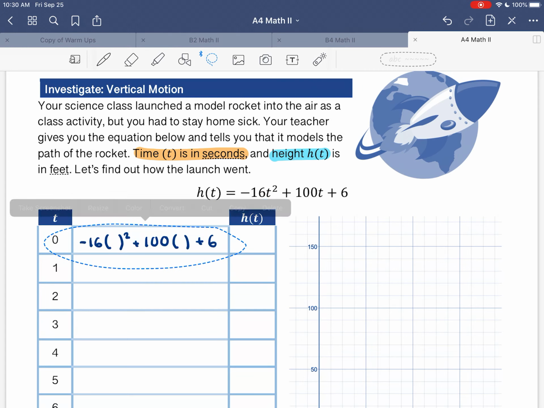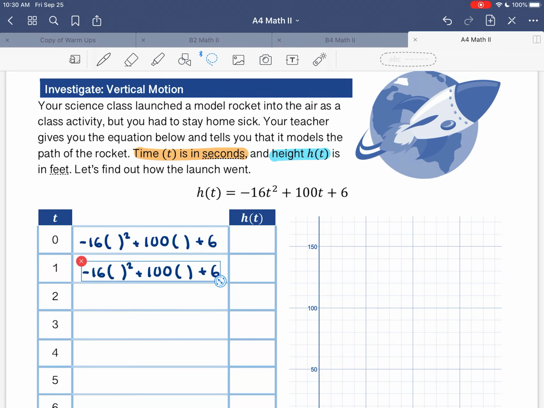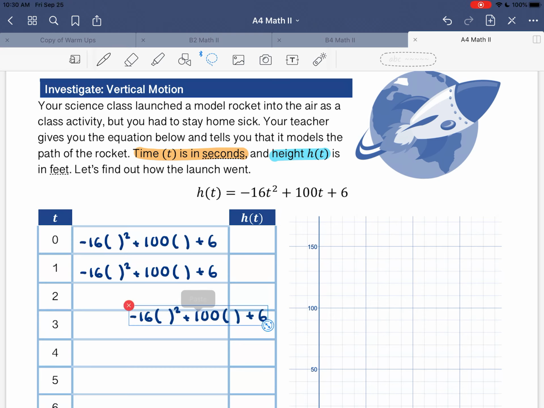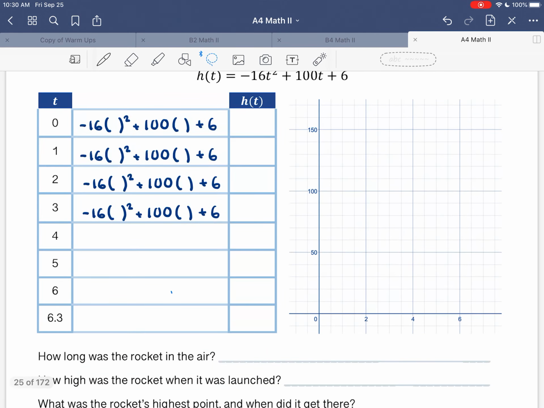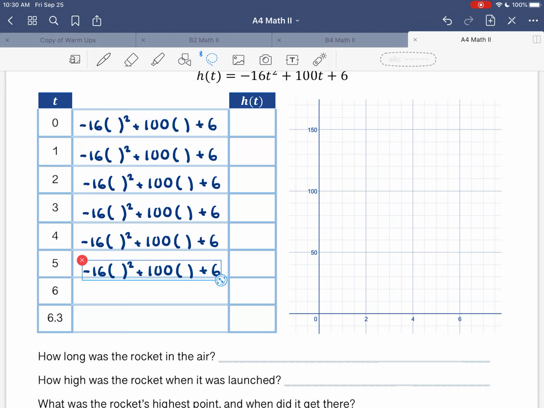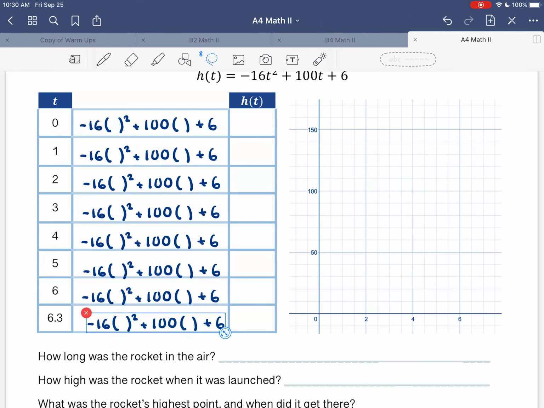And I'm lucky because I'm on a digital device here, so I'm going to make use of my tools and just copy and paste that same function, because what we're doing is plugging in different values of time for this equation, all the way down to 6 and then 6.3. That might seem weird, but you'll know why I put 6.3 on there in a second. And then what we're going to do is graph each of those points on the graph and see what shape it gives us.